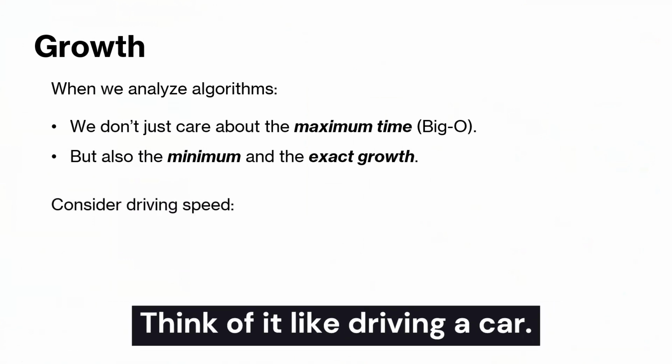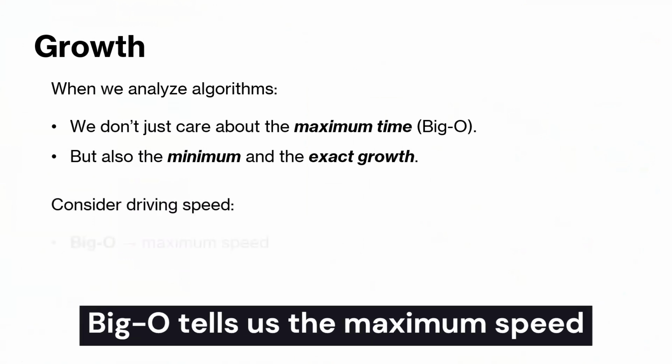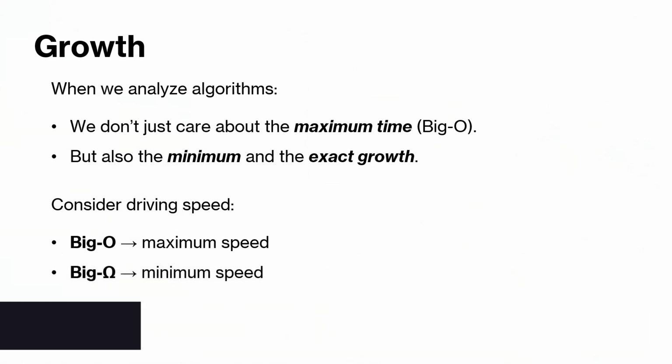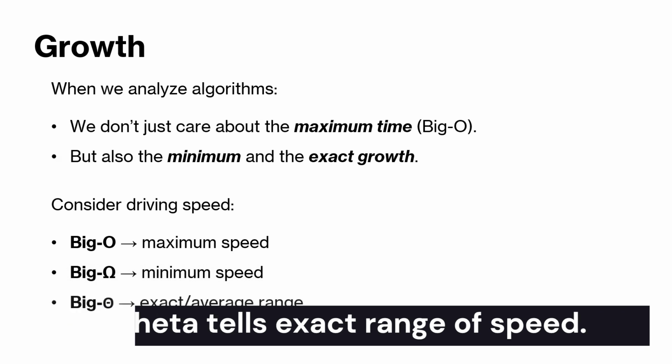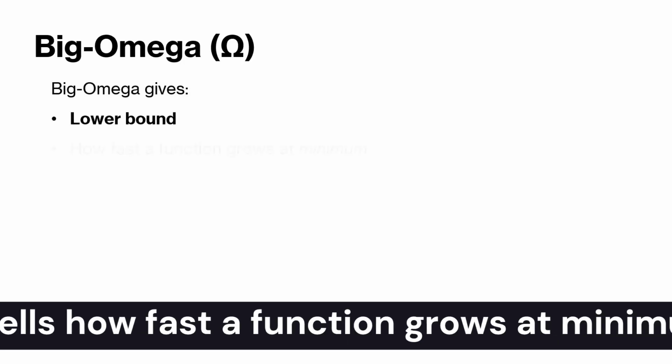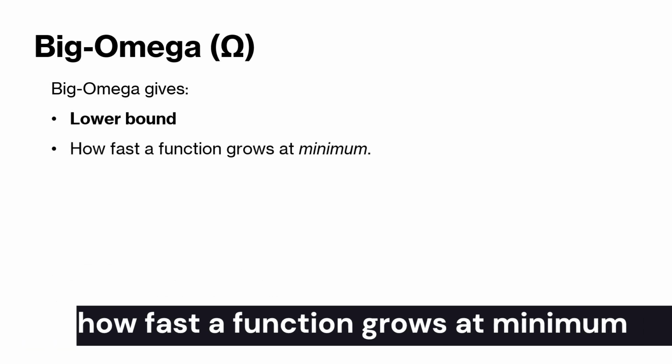Think of it like driving a car. Big O tells us the maximum speed. Big omega tells us the minimum speed. And big theta tells the exact range of speed. Big omega tells the lower bound of a function. It tells how fast a function grows at minimum.